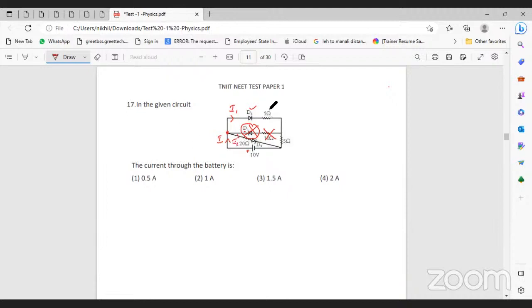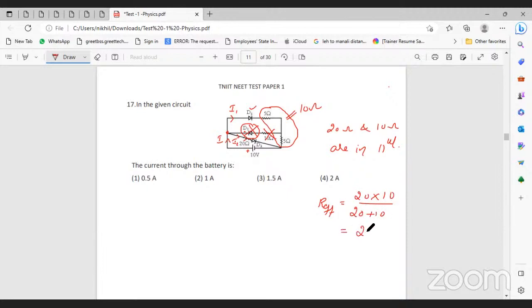Here we have two resistances, 5 and 5. Together it is going to be 10 ohm. And in the other branch, we have 20 ohm. How are this 20 ohm and 10 ohm connected? They are in parallel. So what is the effective resistance? It is 20 into 10 divided by 20 plus 10, which is equal to 200 by 30, which is equal to 20 by 3.